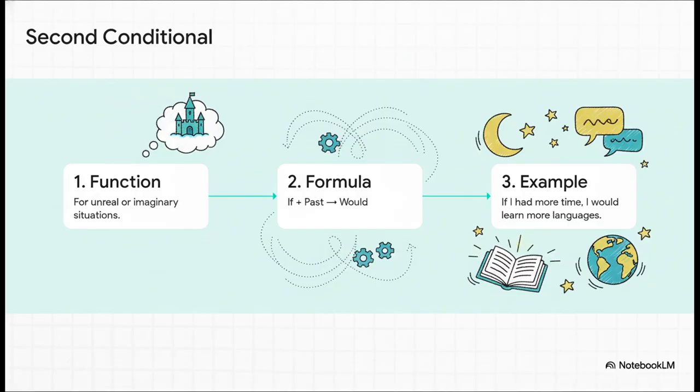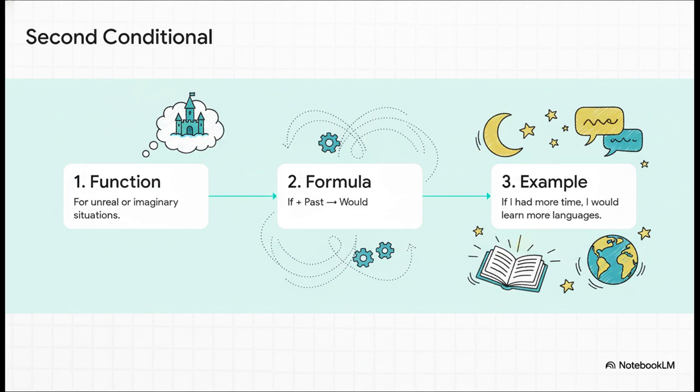So first, its function is for unreal or hypothetical situations. Second, the formula. We use if plus the past tense, and that's our signal that we're in imaginary territory. That leads to a result with would. And finally, the example. If I had more time, I would learn more languages. But what's the reality?